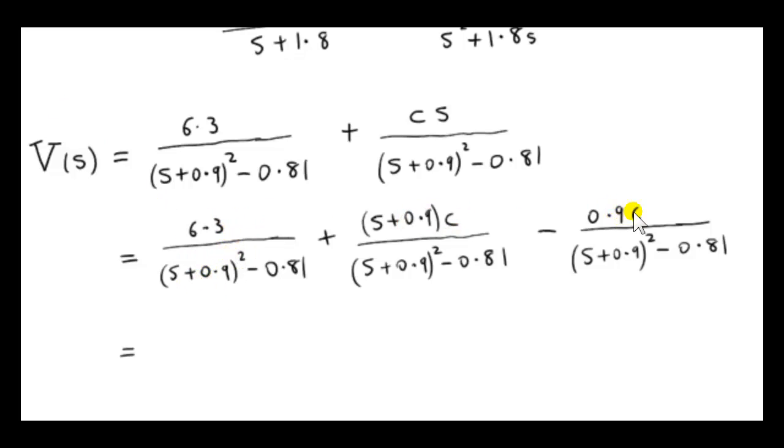Now we can put the first and last fraction together to give us a fraction with just a constant on top. Okay, the 0.9c is just a constant.